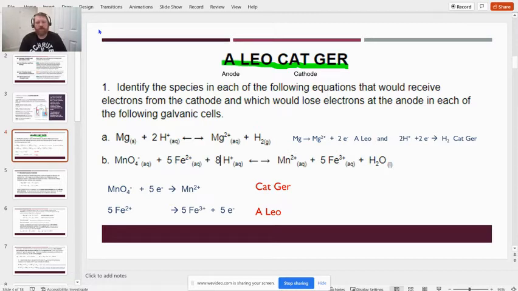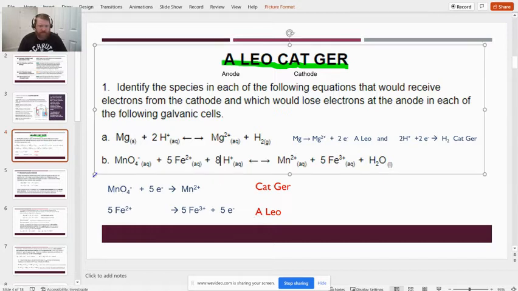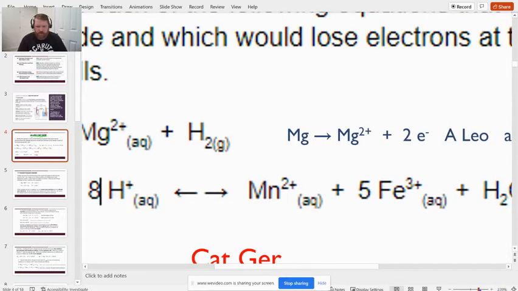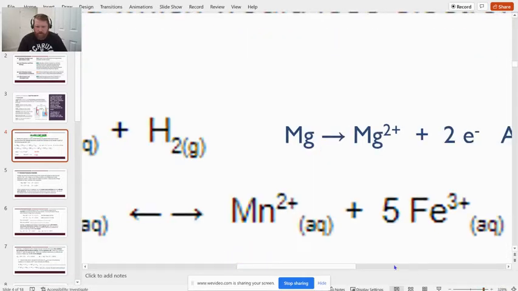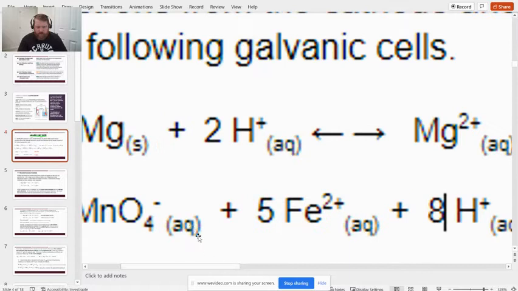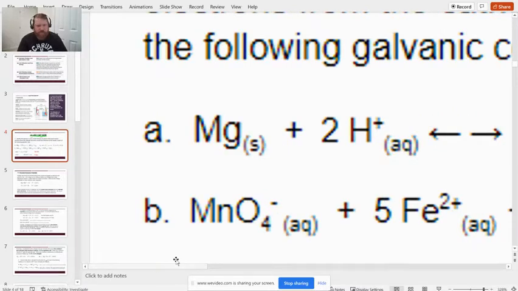And then in the manganese one, take a second. Feel free to pause the video and see if you can figure out what manganese's charge is here in the permanganate. We used to do that all the time. I'll zoom in there. I don't know that I can write on this screen very well, but we used to do that all the time.